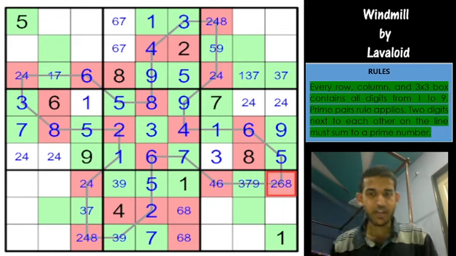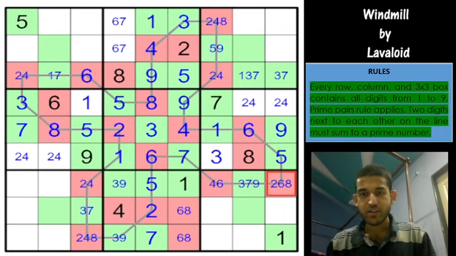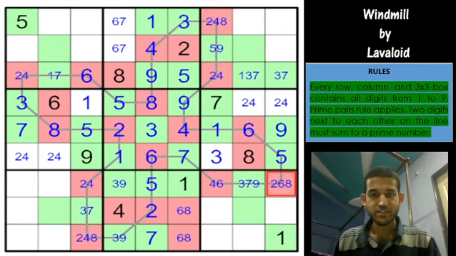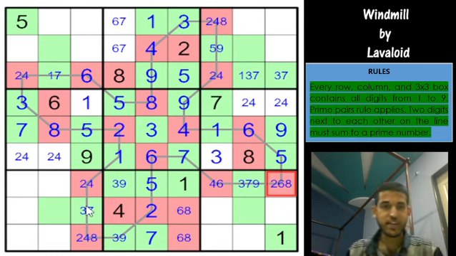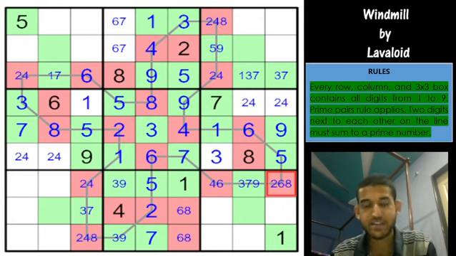So I would really request you, dear viewers, to show me something at this point which did not involve deducing that this cell cannot be a 7. So if you guys can show me something else at this point, I would really be fascinated to know that.